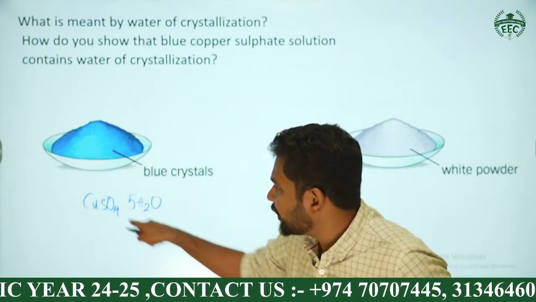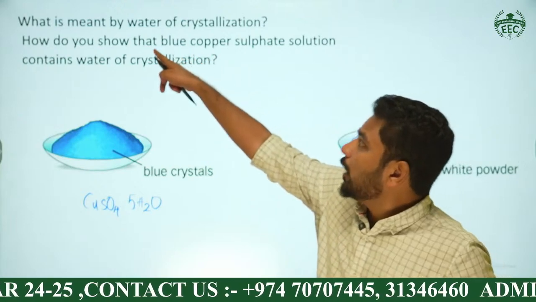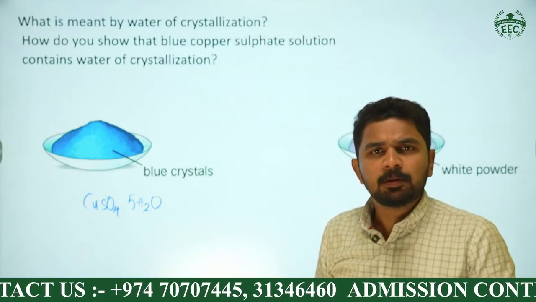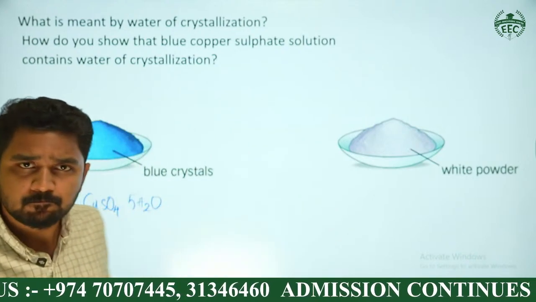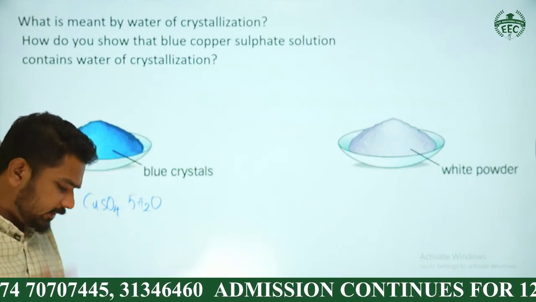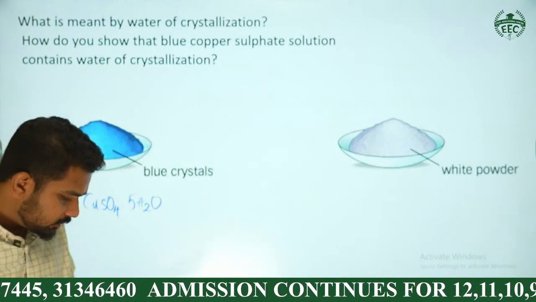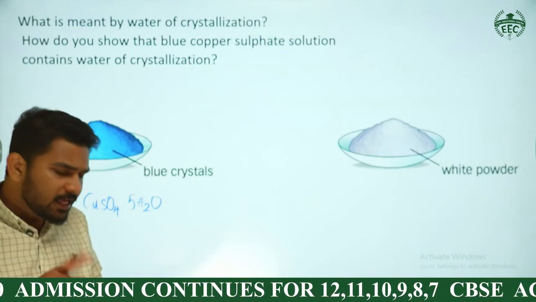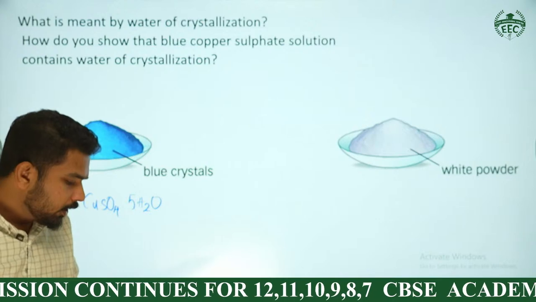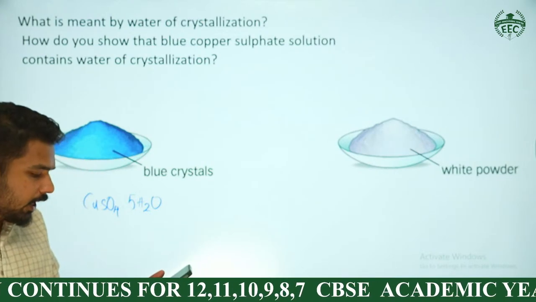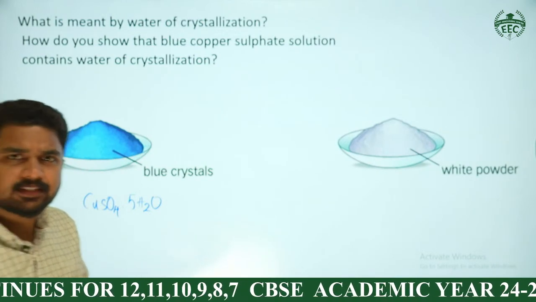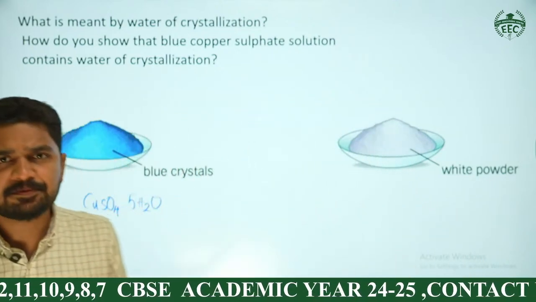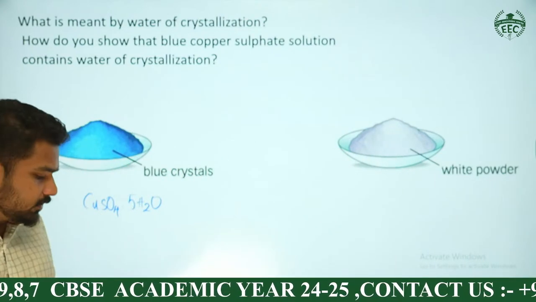That .5H2O is indicating water of crystallization. So, what do you mean by water of crystallization? Can you please give any other example? Jaden, other than CuSO4.5H2O, do you have any other examples? We have studied it in the same chapter.